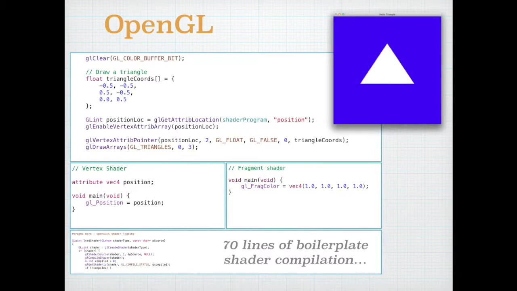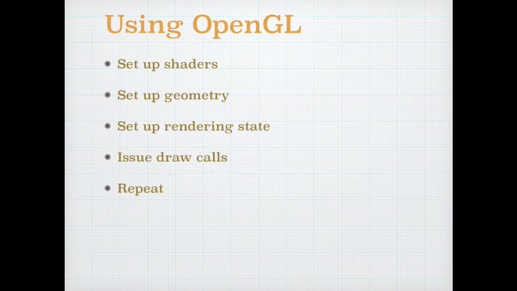It's a C-like language. It has special reserved words, gl_Position, gl_FragColor, or frag color. It also has nice support for vectors and matrices, so you can very easily do things like the 4x4 transforms you need to do with graphics. In general, the process is you set up your shaders, describe your geometry, and set up your rendering state, if you need alpha blending or stencil buffering tests or something like that. You issue your draw calls and you repeat.